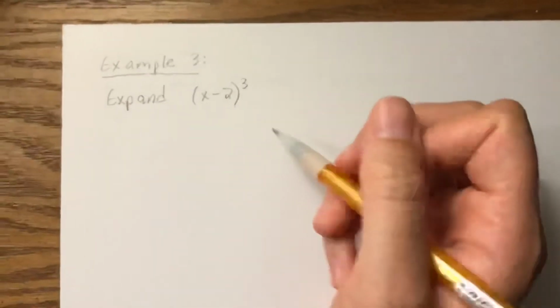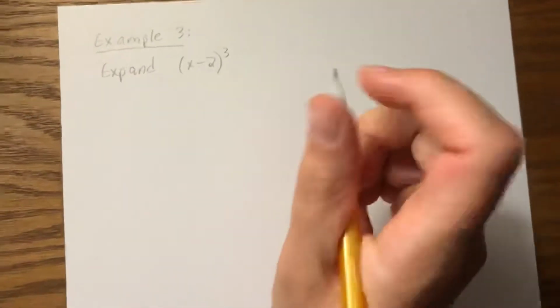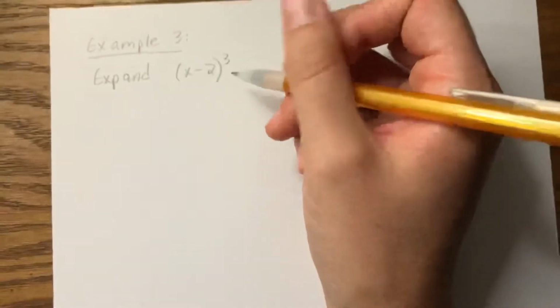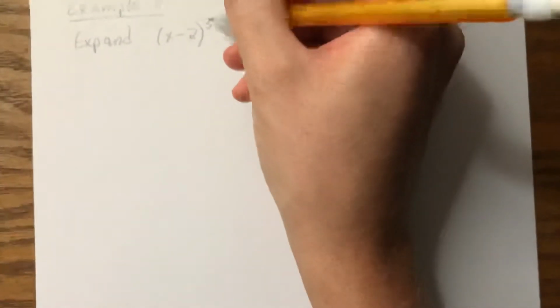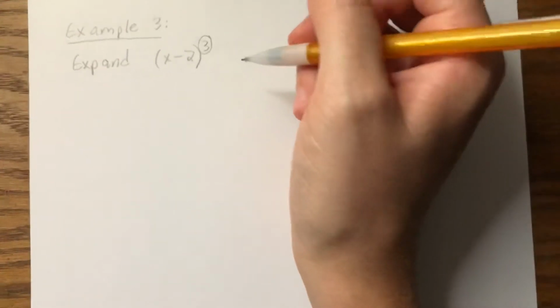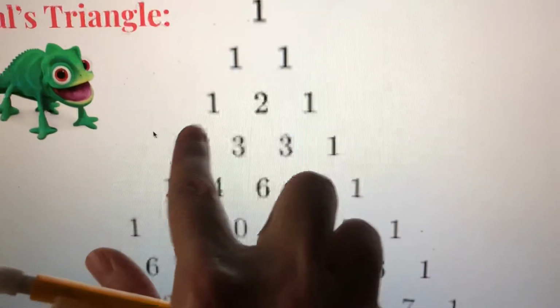It's similar to the first one we did, except you'll notice there's now a negative sign, and that's going to make things a little bit different. I mean, you follow the same process, but you'll see. So first thing I need to do is go find my coefficients from Pascal's triangle. Since the exponent is a 3, I'll go find the row in Pascal's triangle that starts with 1, 3. So that would be this one right here, 1, 3, 3, 1.